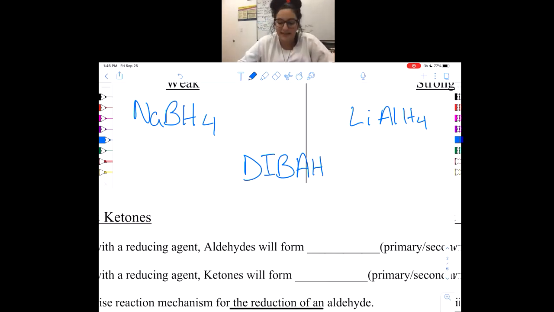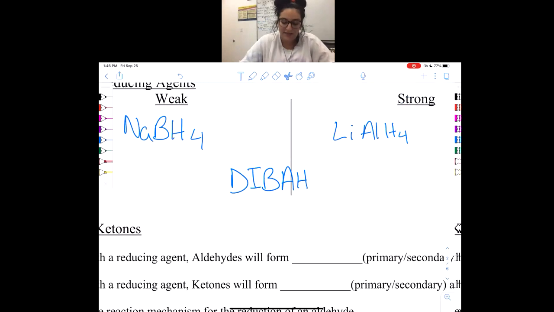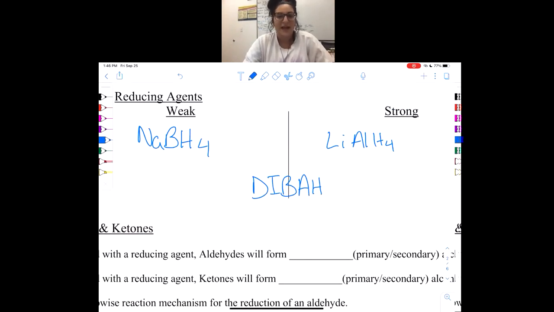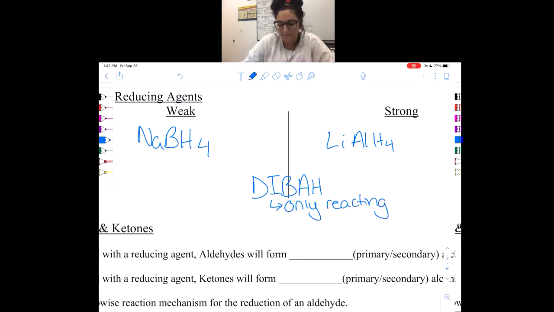And the reason I spelled it wrong, I'm sorry, it's DIBAL. So the reason I write it in the middle is because it's both strong and weak. It's kind of like a middle. I like to think of it as a weak, strong agent. And I'm going to say this so I can write it down for you, and then I'll explain it. So don't freak out if you don't know what I'm saying.